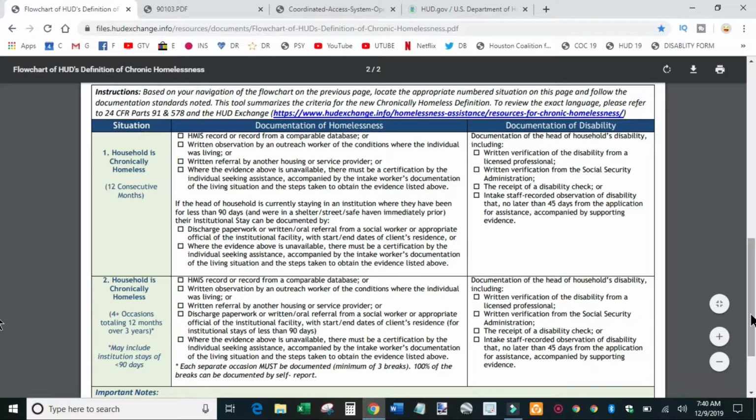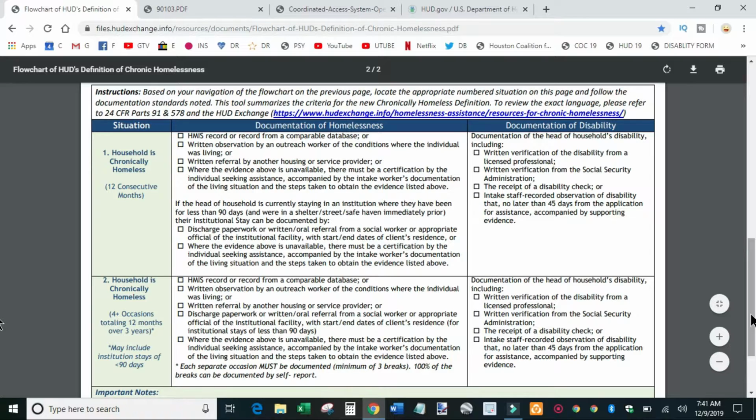So you either have to have a consecutive all 12 months or an accumulation of a total of 12 months over 3 years, but you cannot have been stably housed more than 7 days at any given time during that 3-year period, okay? That is exactly how that's supposed to work out. Let's talk about the documentation for that.